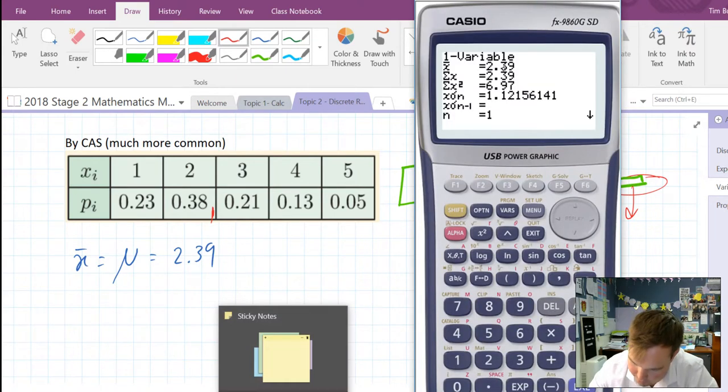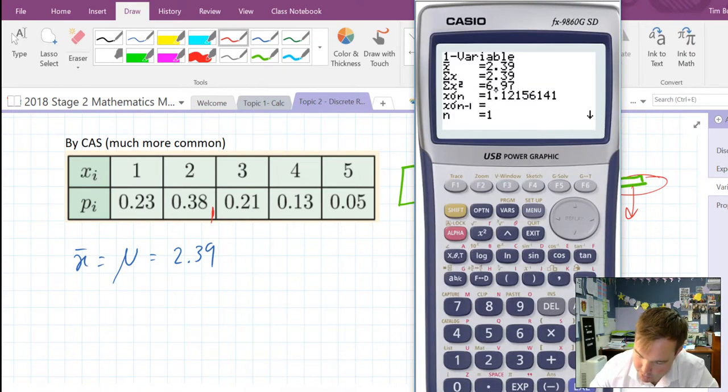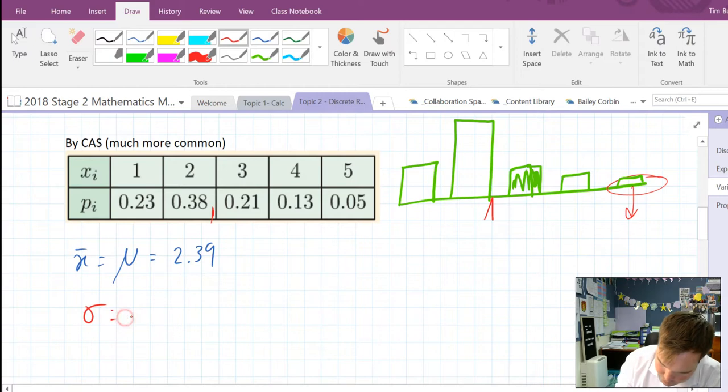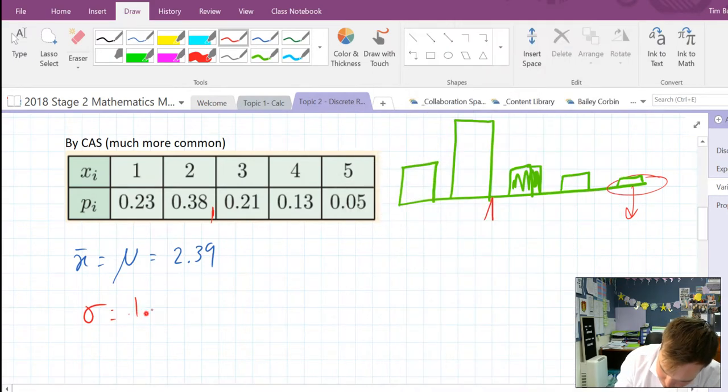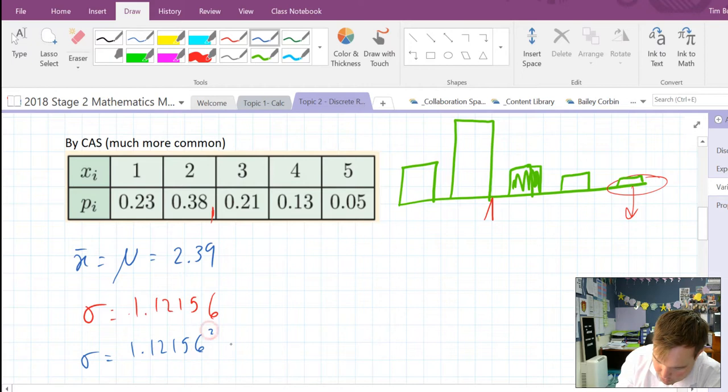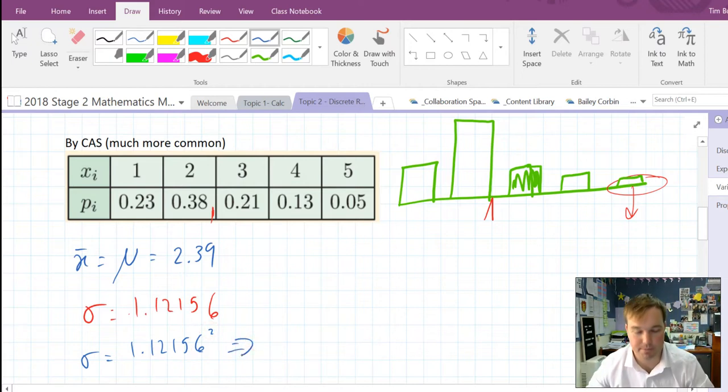Alright, the other thing we want to look at is sigma x. That little symbol there should tell you it is the standard deviation. So that one there is equal to 1.12156. And the variance we would get by taking that and squaring it. 1.12156 squared would get us the value.